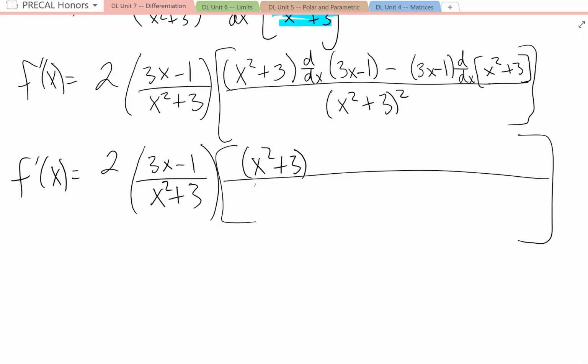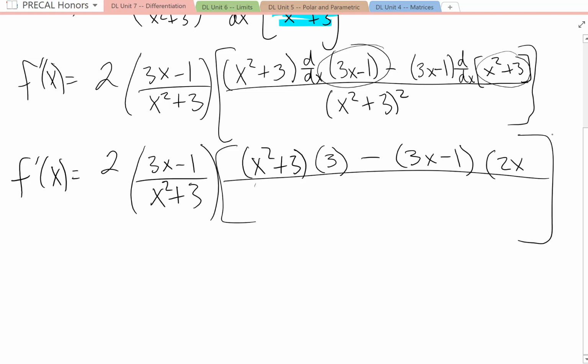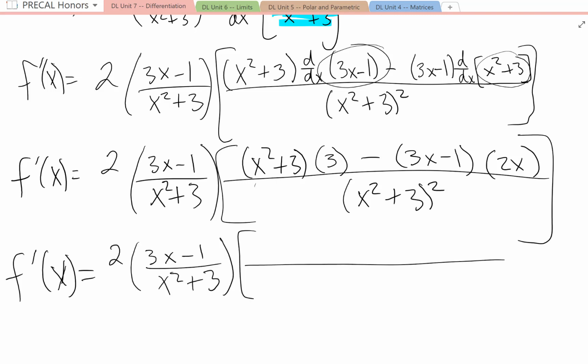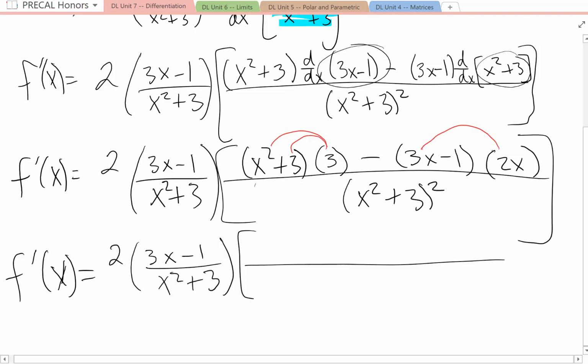The derivative of 3x minus 1 is just 3. And then we're subtracting 3x minus 1 times the derivative of x squared plus 3. That is pop down, power down, 2x to the 1 over, of course, low squared we go. Time to distribute so that we can combine like terms.